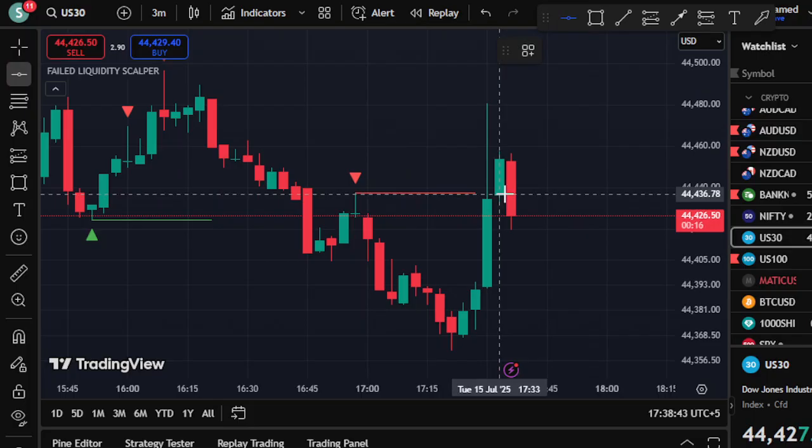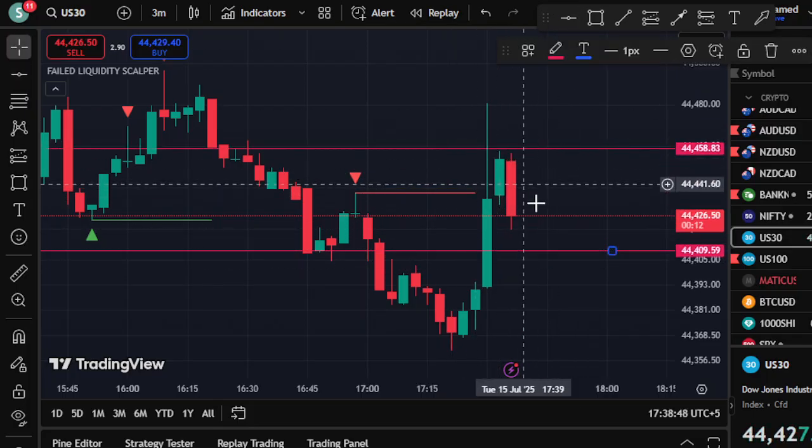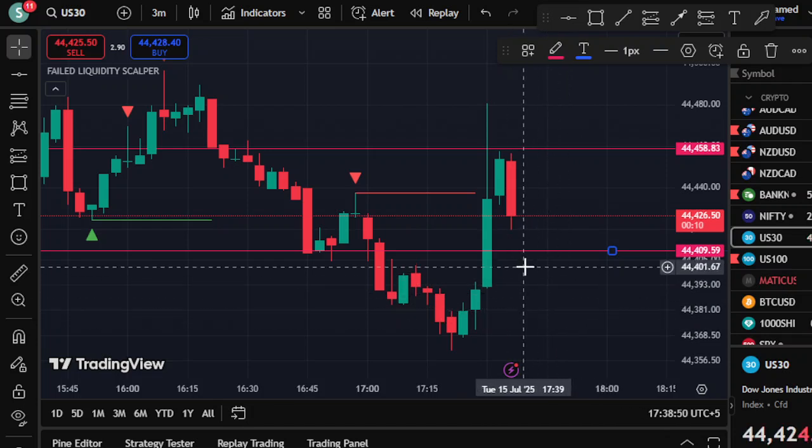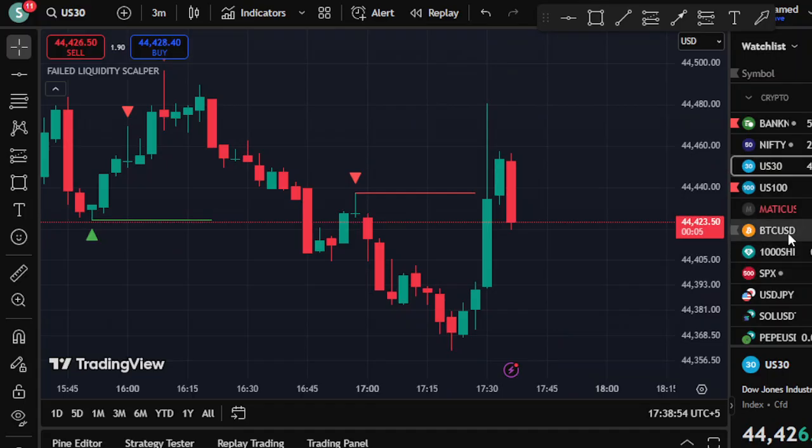The price breaks the high, you will add your first position from here, you will add your second position from here, and like if 3 to 4 candles go consecutively down, we can exit our trade. Otherwise, mostly we will use this indicator for scalping.